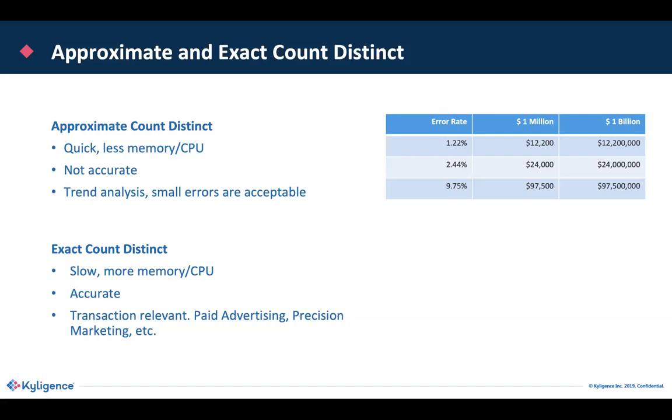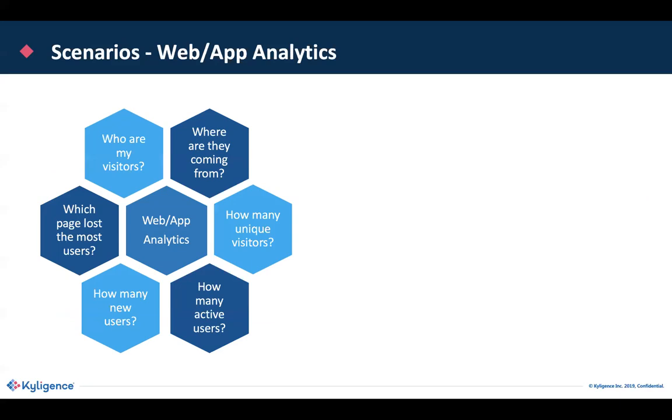Suppose you advertise your product and pay according to the number of clicks. Then you definitely don't want the billing to be measured by approximate count distinct. Okay, let's go ahead to look at some common exact count distinct scenarios.